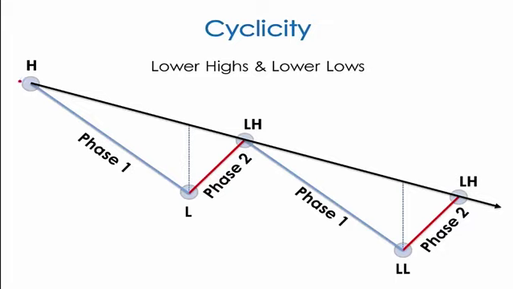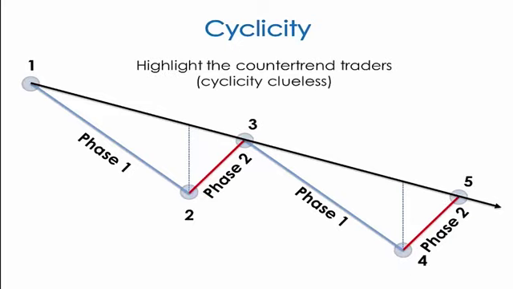So very simply, we can see the highs are getting lower, and the lows are getting lower. And on a downward trend, that's exactly what you should have, lower highs and lower lows.